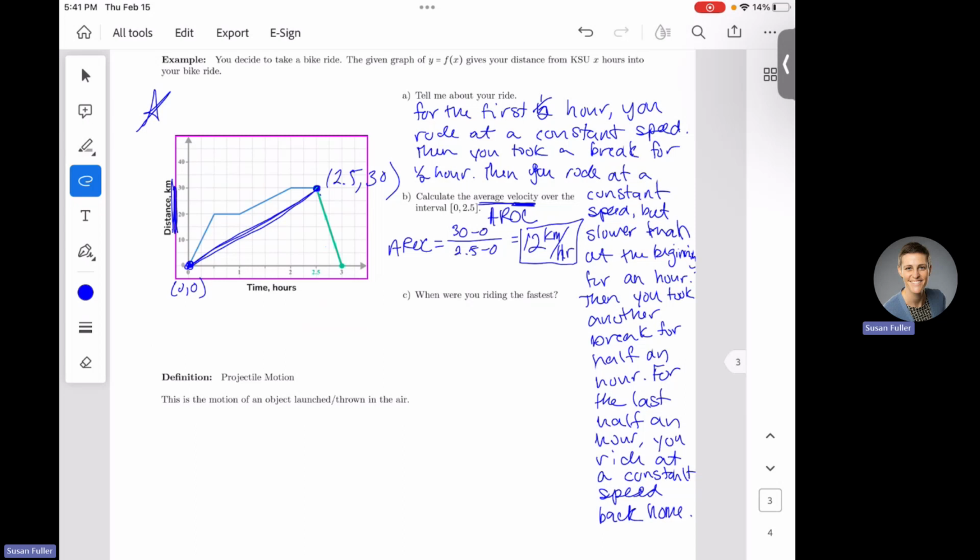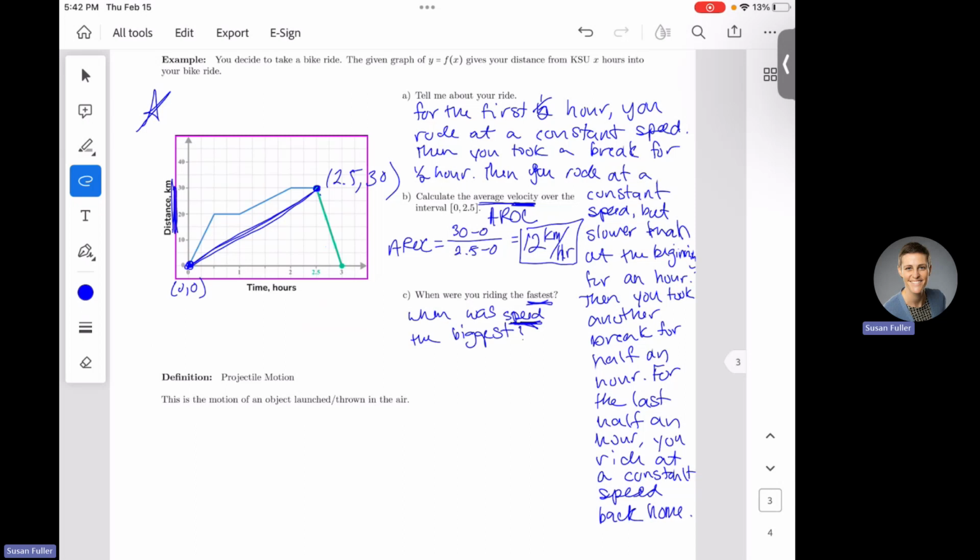Okay. And then the last one, when were you riding the fastest? Okay, so that when were you riding the fastest? That means when was your speed the biggest, right? Because the bigger the number, the speed, the faster you're going. So when was the speed the biggest? Well, to get speed from this graph, this is a graph of distance. Speed, again, is based on velocity, and velocity is the slope of this graph. This is asking what part of this has the biggest slope.